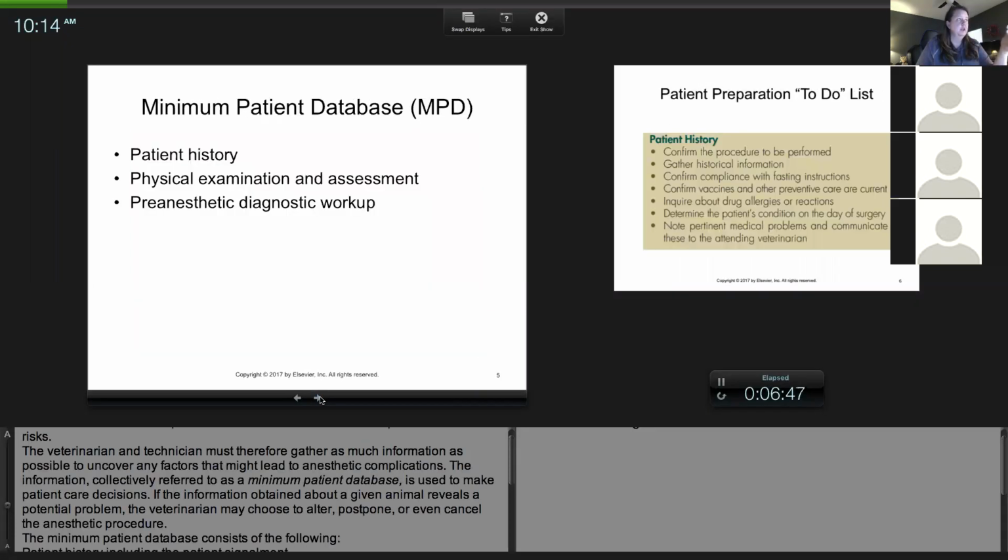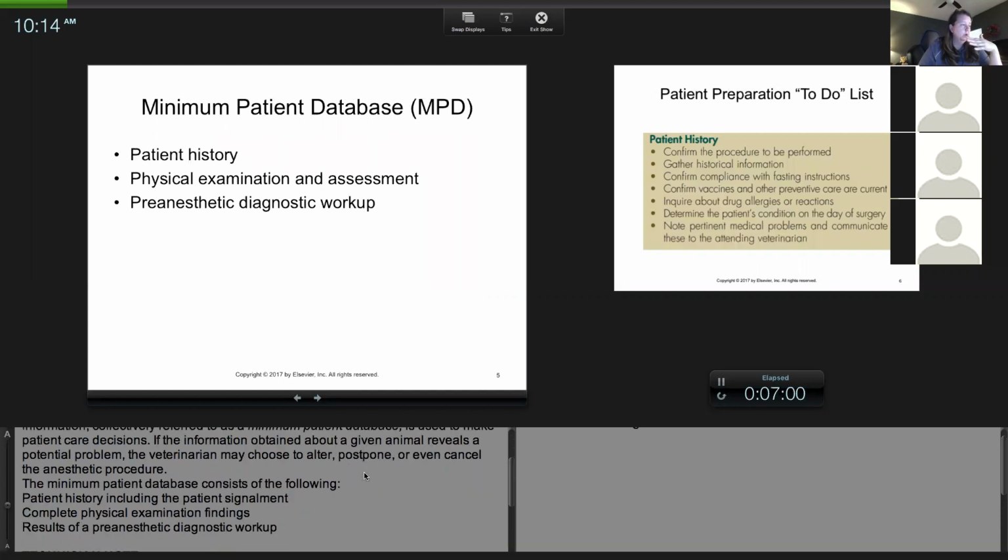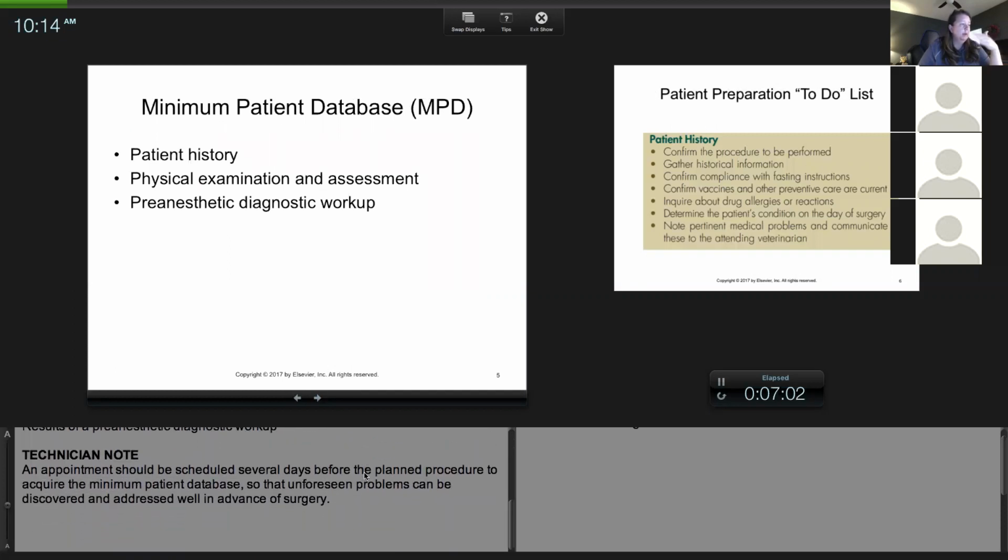Part of the minimum patient database, and this is what it includes. It has a history, the physical exam and the assessment, and then the diagnostic workup. Now, the diagnostic workup is the lab work that we're going to do. That will be determined, again, by the doctor. If it's a 12-year-old poodle for a dental, there's going to be a lot more blood work probably than a 6-month-old for a spay. So there's usually a geriatric protocol. There's usually a pediatric or adult protocol. And then we go from there.